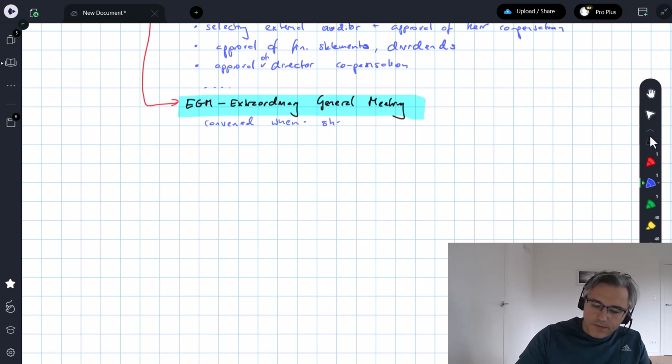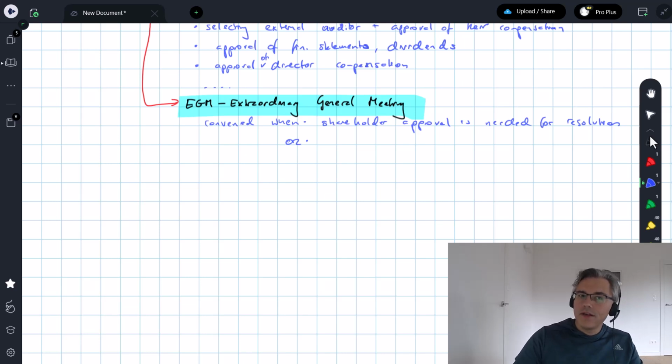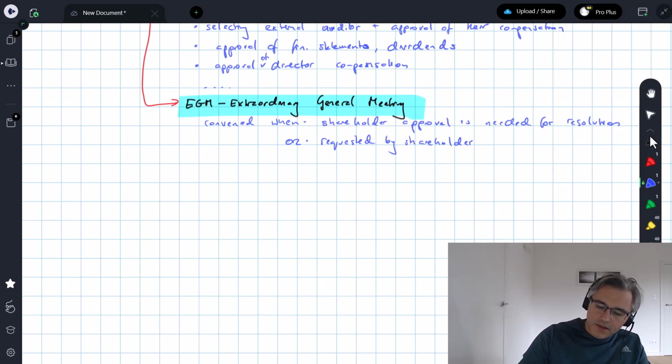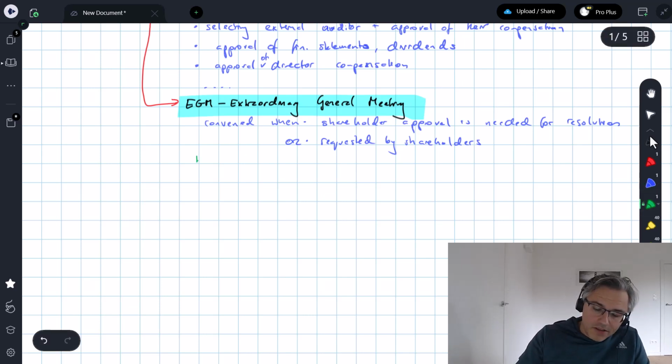So shareholder approval is needed for some matter, for some so-called resolution, something to be voted on, or it may be because the shareholders themselves have requested such an extraordinary meeting. Although, in order for this latter reason to actually result in an extraordinary meeting, there typically needs to be some substantial block of shareholders representing a certain percentage of shares or voting rights. So it's not like everybody has the power to convene such a meeting or make it happen just because they want to.